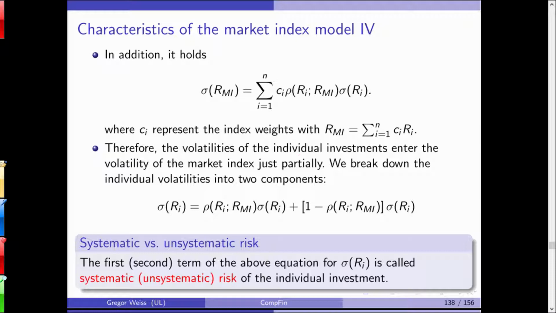Okay. Now, it also holds that sigma, the volatility of the market return, is given by the sum of Ci times the correlation times the volatility, with Ci representing the index weights with which the index is built. Now, therefore, the volatilities of the individual investments enter the volatility of the market index just in part, and if we break this down, we can see that the volatility of the stock, or the security more generally, is given by correlation times volatility plus 1 minus correlation times the volatility. And this first term is called the systematic risk, and the second term is the unsystematic risk. Why? Here you can see that if you have a correlation of 1, this part vanishes.